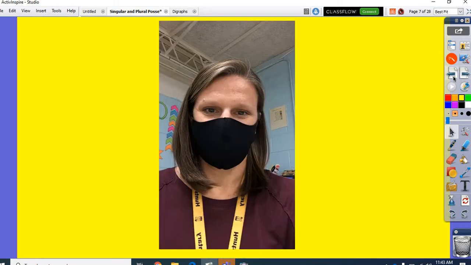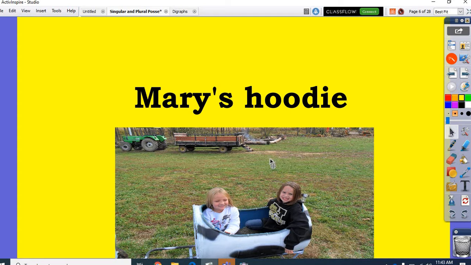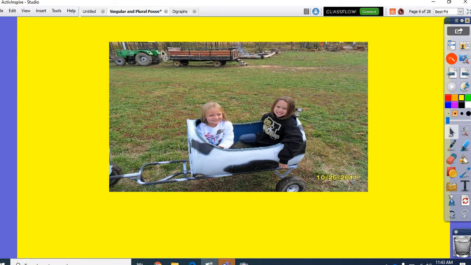Alright, actually, I'm going to look back at that picture again. I noticed the tractor back here in the background. And the farmer, we were at a farm on this field trip. The farmer owns that tractor. So how would you say that the farmer owns the tractor?